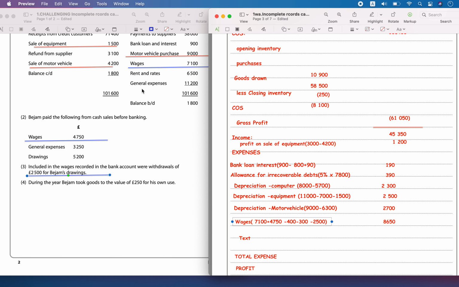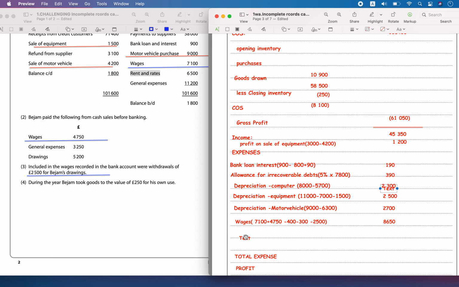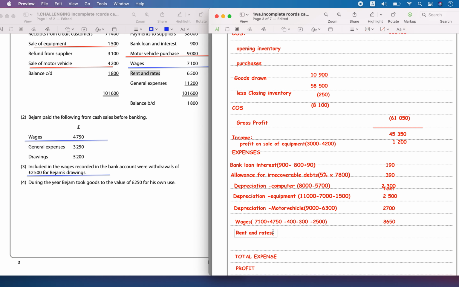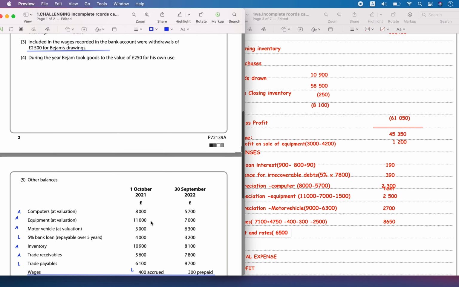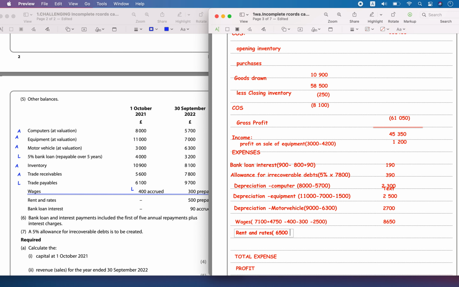So the amount paid towards wages was 8,650. And then the other were rent and rates. So let's include that. The rent and rates paid were 6,500. First one was 6,500, and then there was 500 prepaid. So you remove 500, which had become prepaid, and there is no other information for the rent. So the total rent and rates paid towards the expenses were 6,000.